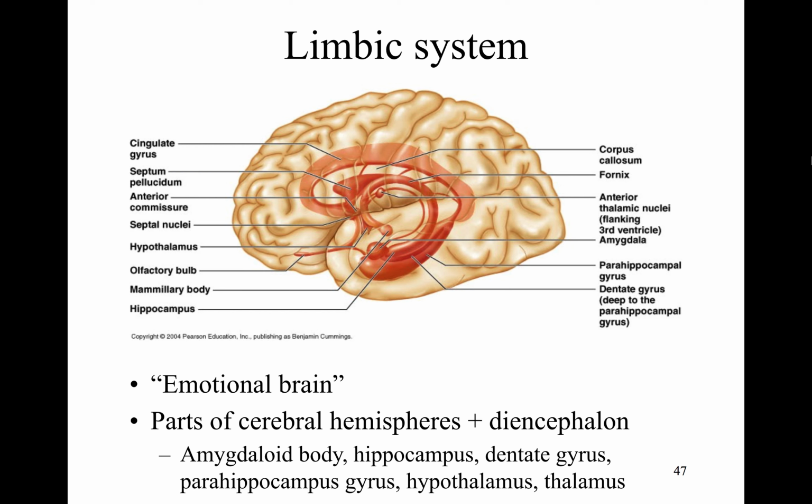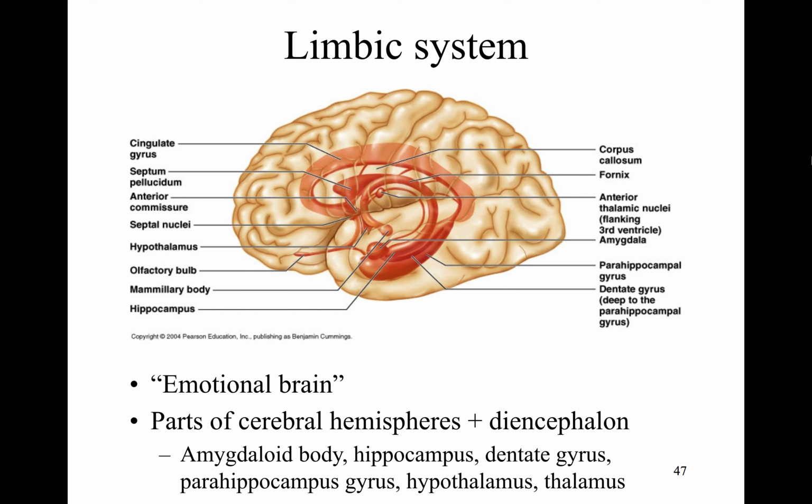In other words, the limbic system is going to assign emotional impact to things that we see, things that we smell, memories, and so on. So the limbic system functions as our emotional brain, which allows us to react emotionally to things that we see, hear, and smell, memories, and so on.